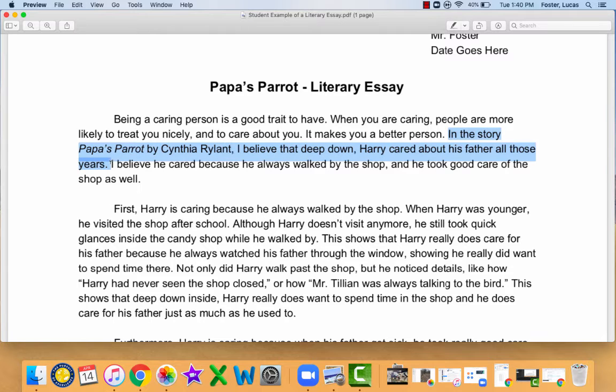Right here is our claim. In the story Pup Is Paired by Cynthia Rylant, I believe that deep down, Harry cared about his father for all of those years. So we had a couple of intro sentences, then the claim, then third, the two reasons. What are the two reasons that support that claim? This is one way to set up the intro.